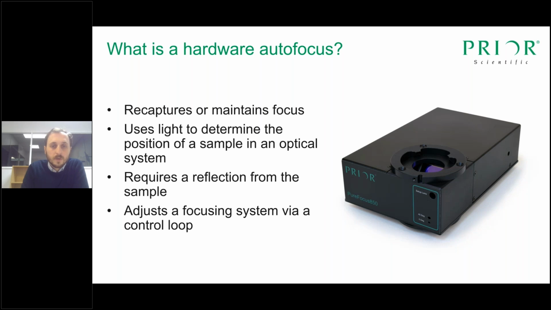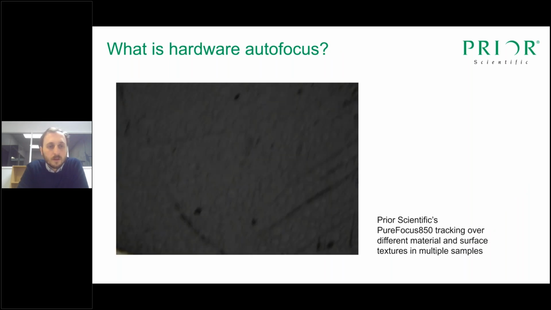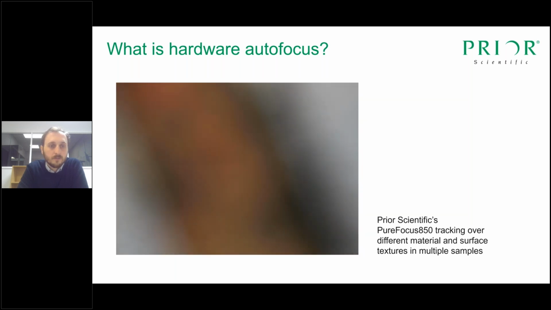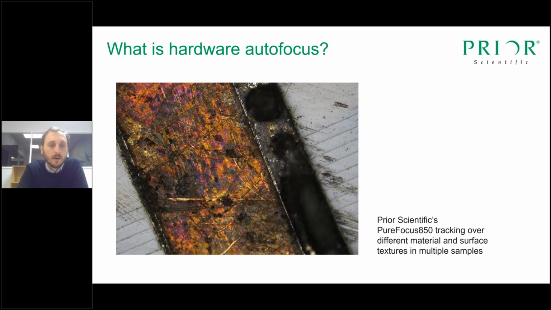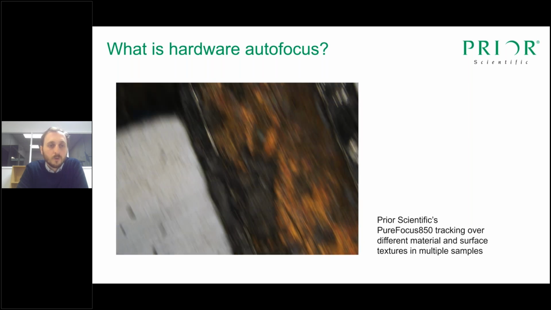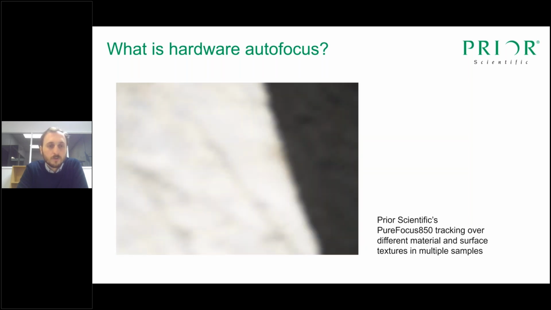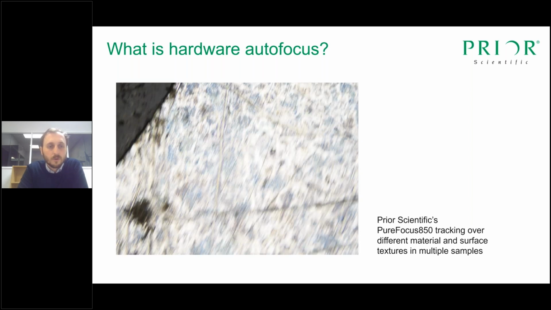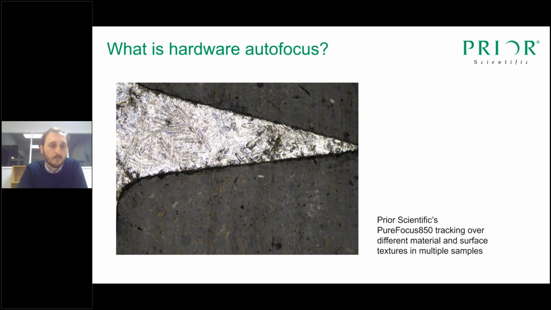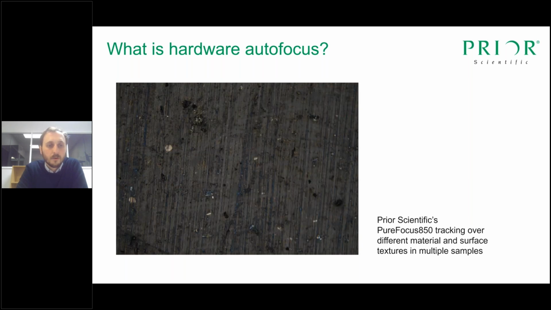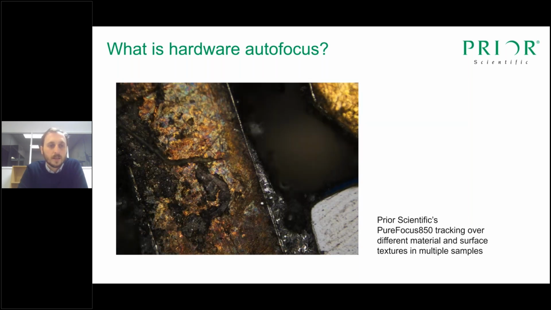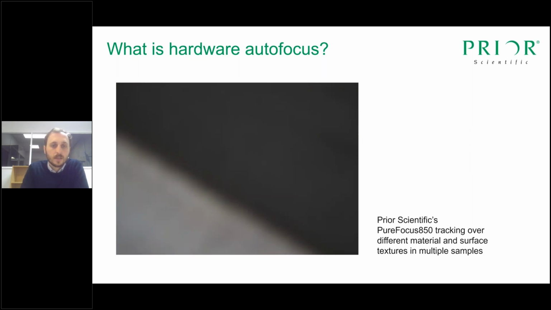To give you an idea of what this means, I'm going to show you a video in the next slide, but just what you can see on screen on the right hand side there is Prior's flagship autofocus solution, the PureFocus 850. So I move over to the next slide. In this next few seconds, you'll see a variety of different samples which have all been arrayed together under a microscope objective. And what we're doing is we're using one of Prior's motorized stages to scan around the sample. And you can see here that we've got all sorts of different materials. We've got resin, we've got metals, we've got plastics that all will reflect and interact with the light coming from the autofocus in different ways.